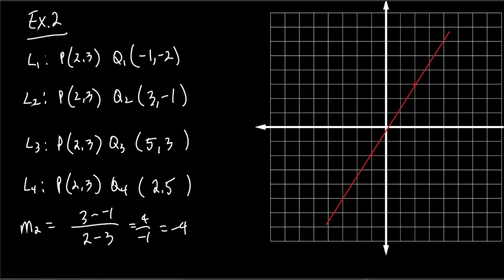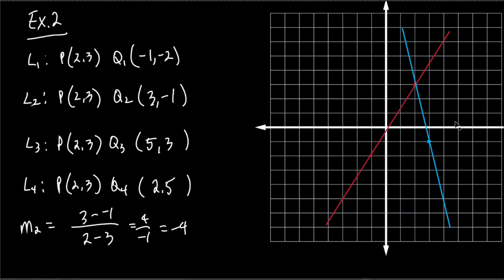Let's plot the thing. Let's go blue on this one. So the second one is 2, 3, so it still goes right through here, and 3, -1. So 1, 2, 3, -1 right there. And let's draw the line. Again, it goes through 2, 3, so it goes right through that point right there, and right there. Okay, so there's my graph. And it has a slope of -4.